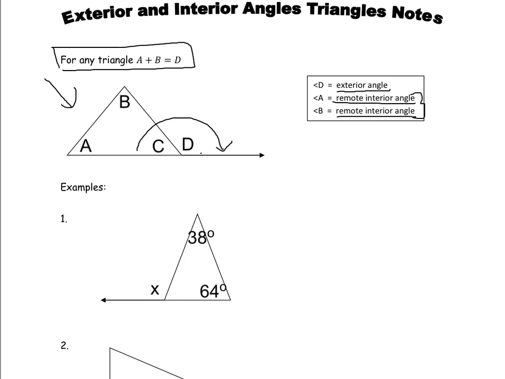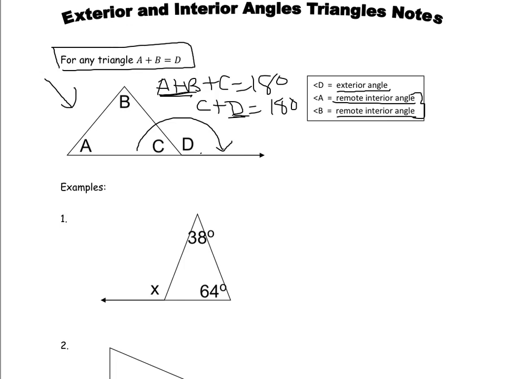Normally A plus B plus C equals 180. Well, since we know C plus D are supplementary, so they equal 180, basically we're taking A plus B and separating it, and we know that A plus B has to equal D.